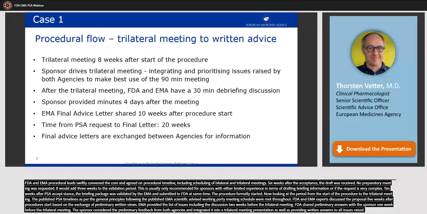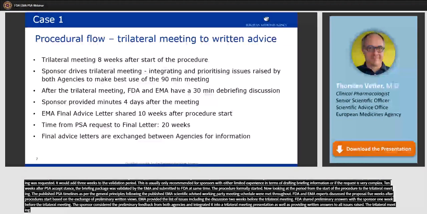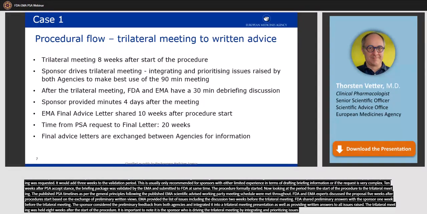The trilateral meeting was held 8 weeks after start of the procedure. It is important to note that it is the sponsor who is driving the trilateral meeting by integrating and prioritizing issues raised by both agencies into a single meeting presentation to make best use of the 90-minute meeting.